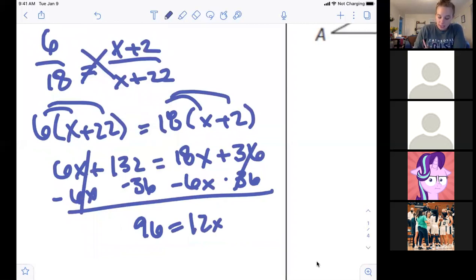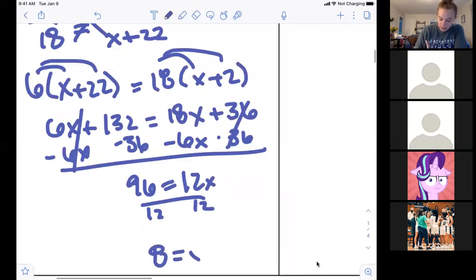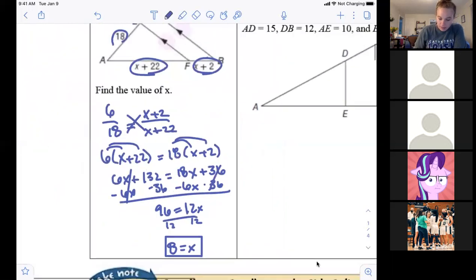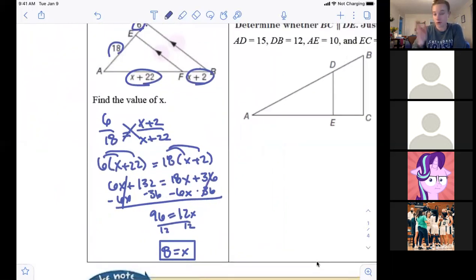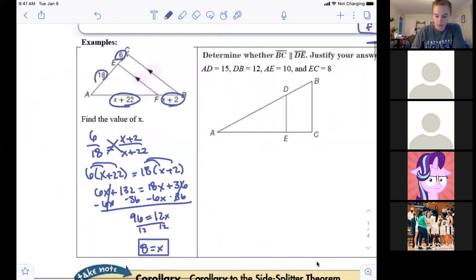Minus 6x, minus 36, divide by 12. And so x is going to equal 8. Set up your proportion, cross multiply, distribute, combine like terms, solve. Anybody have any questions on the first one?